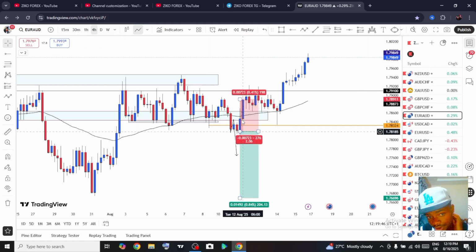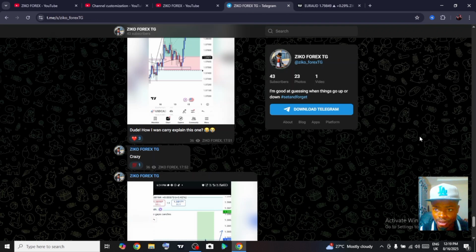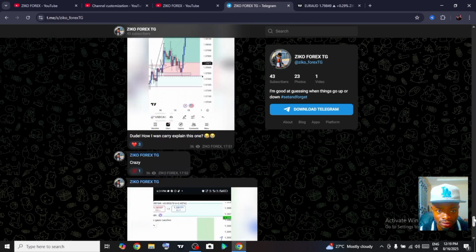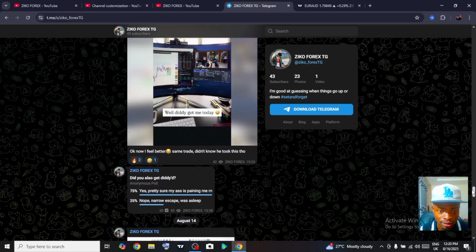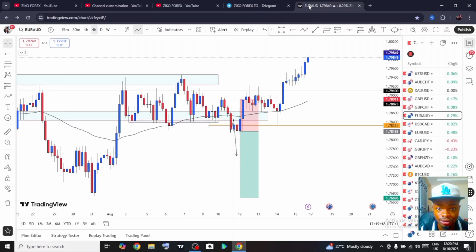Euro AUD, I remember taking a L here, and I think fxalexg actually took an L on this trade too. Let's see what we have. Not this trade, not this particular one. Yes, this one. So if you look at the market structure right here, you can see that is the same trade that we both took individually. By the way, we do not copy anything.